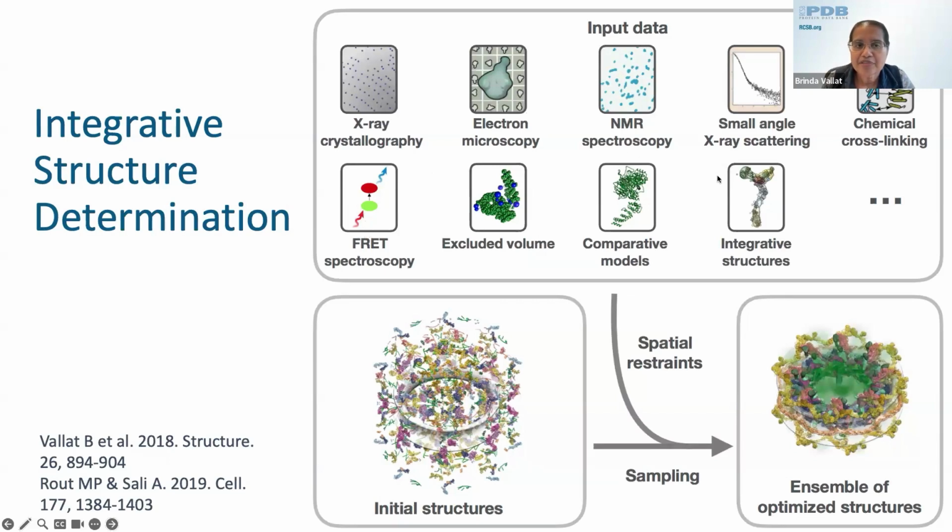The experimental data from these different sources are gathered and converted to spatial restraints and combined with known starting structures of molecular components that may be available. And these are combined together using computational modeling algorithms to build structures of complex macromolecular assemblies. So this is typically what we consider as integrative structure determination.